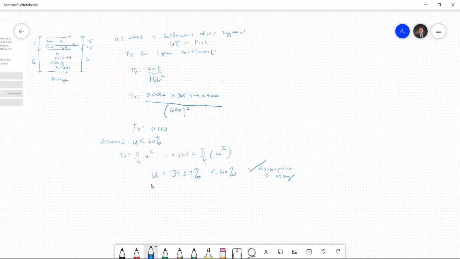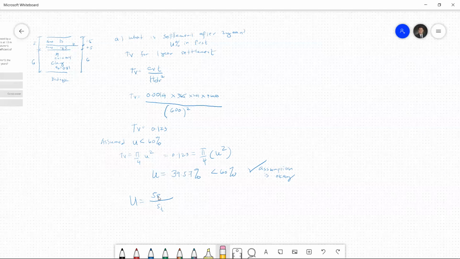Since we know the degree of consolidation at 160 millimeter settlement in the first year, we can determine the total primary consolidation. So what is the other definition of degree of consolidation? That is ST over SP. I'm sorry, it should be ST over SP.